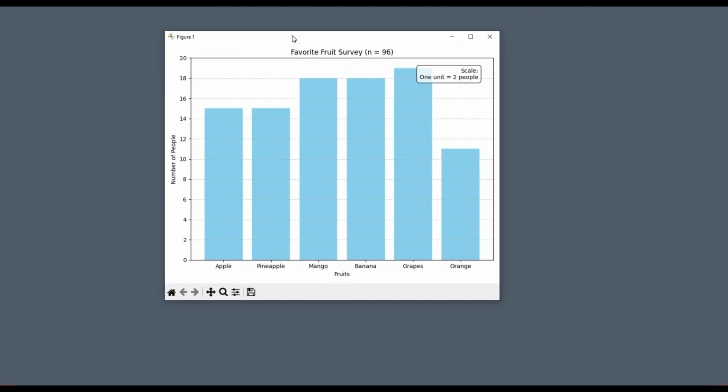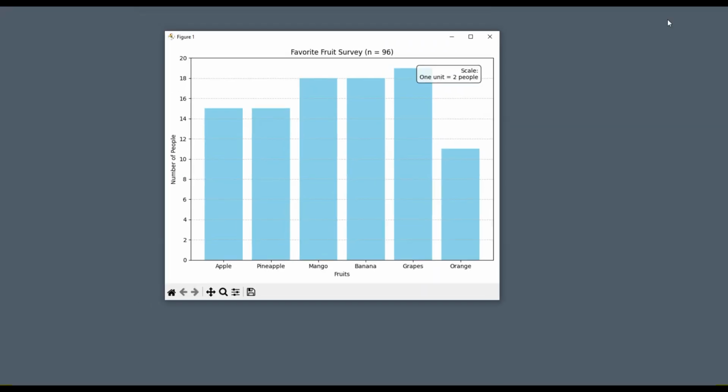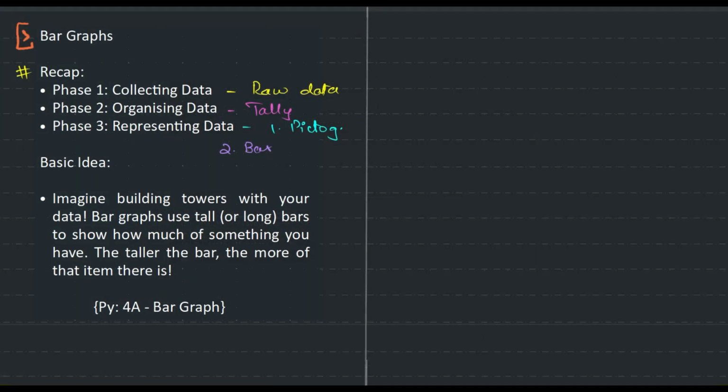This is a bar graph. Let it sink in. Just have a look. Try to read the words on the screen. Try to look at the numbers. Observe the shape. Look at all the corners. Right? Okay.